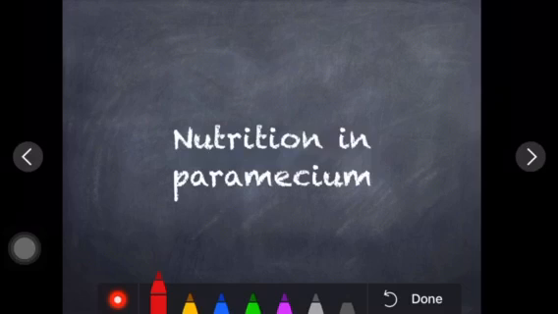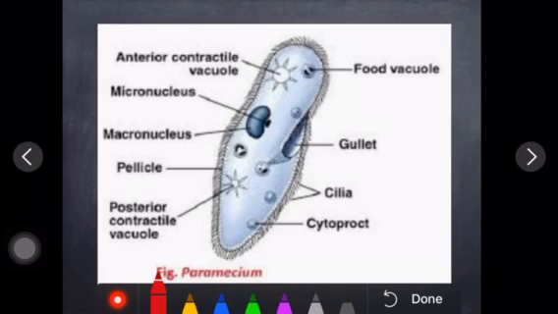One more example is Paramecium. We'll see the slipper shaped organism, which is considered Paramecium. Why do we call it slipper shaped? If you observe it, you will generally see a slipper-like structure. Let us try to understand how it engulfs the food and how it runs through the next process. First we'll talk about cilia.